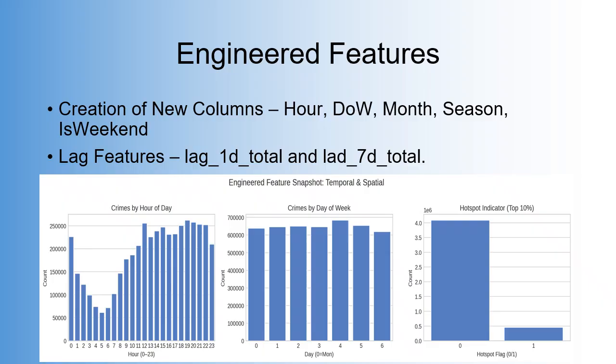Engineered features. Here's a snapshot of the newly derived features. For instance, all 5 sample records occurred at 11 p.m. on Friday in December. Hour equals 23, day of week is 4, month is 12, season equals 1, winter, and weekend equals 0. The hotspot flag equals 0, indicating that these incidents occurred outside the highest density zones. This confirms the success of our time and spatial creation logic.